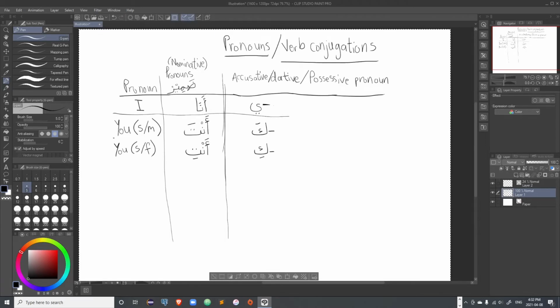Create a separator here, another separator here, another separator here. Then we will cover the singulars first, and then we will move on to the plural pronouns.